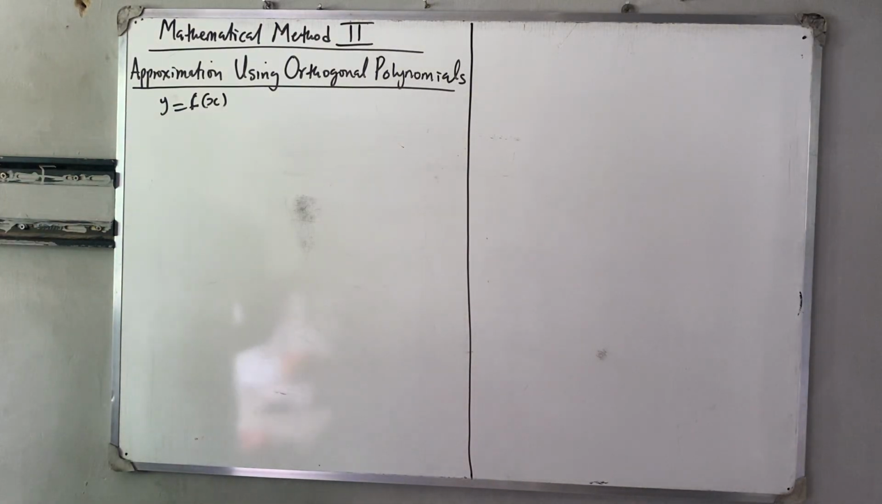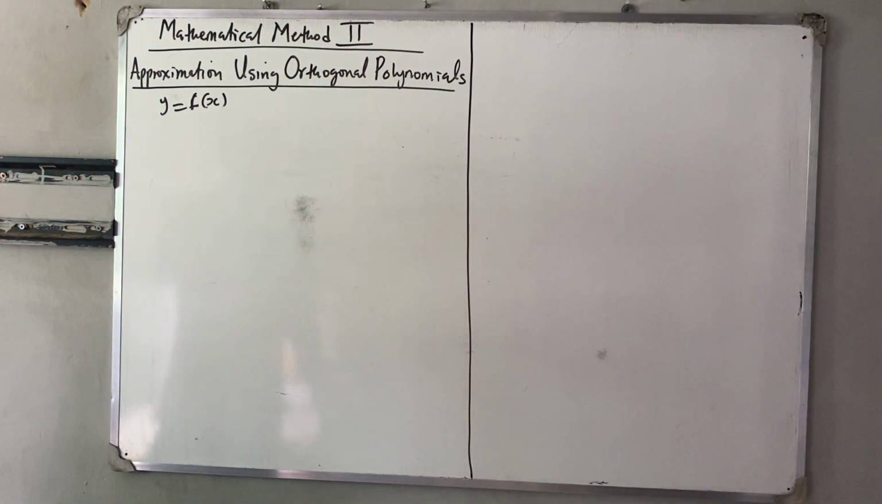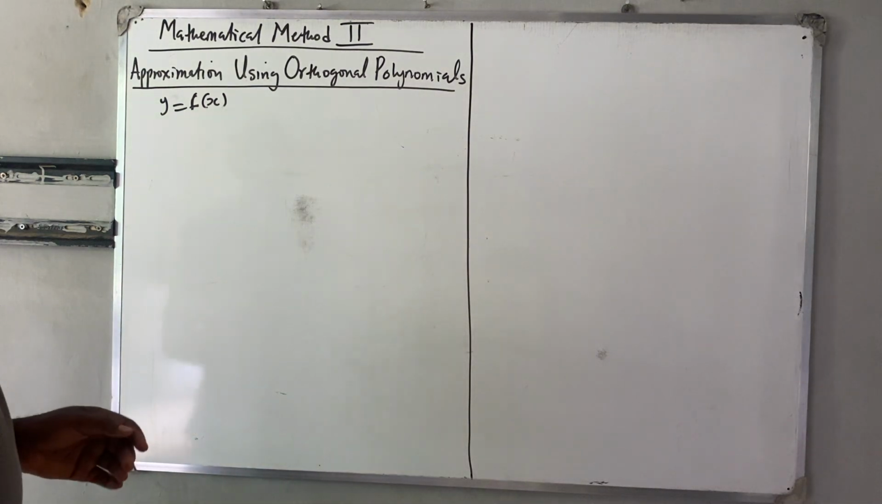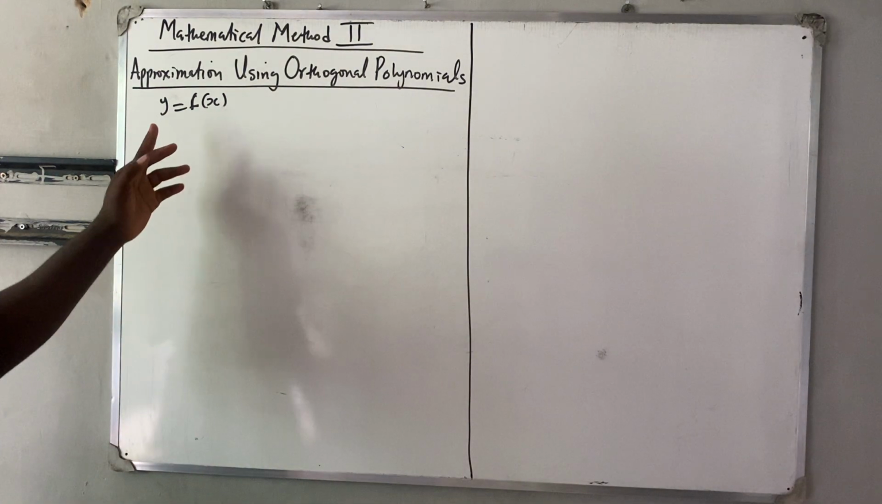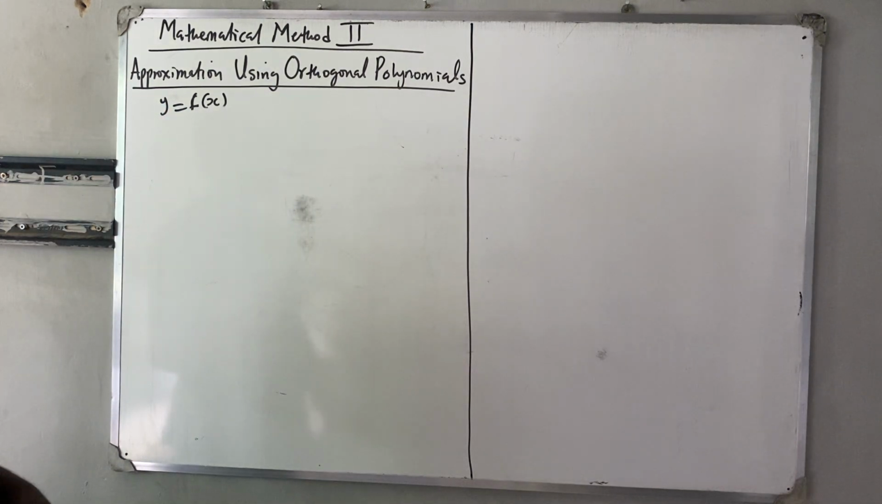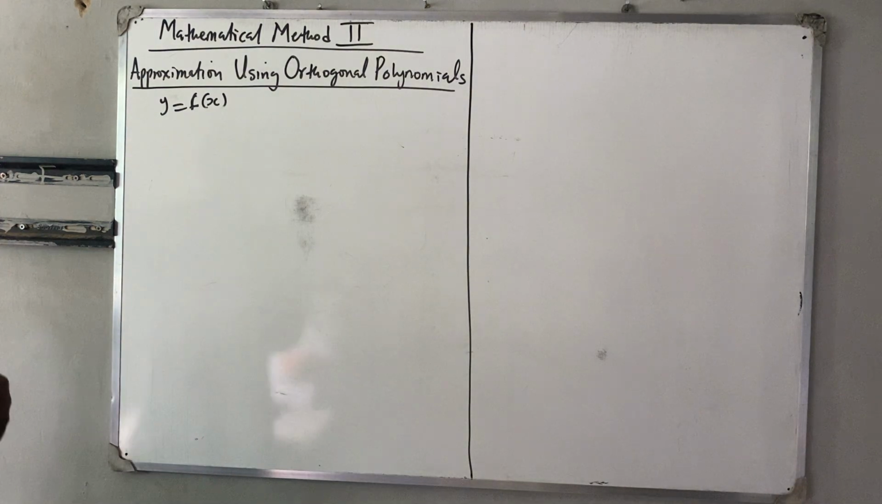In this video, we want to talk about mathematical methods, approximation using orthogonal polynomials in particular. Now, why are we studying this? The reason is because if you are asked to approximate a given function, say y is equal to f of x, we try to approximate it in the form of a power series. So what do I mean by a form of a power series?